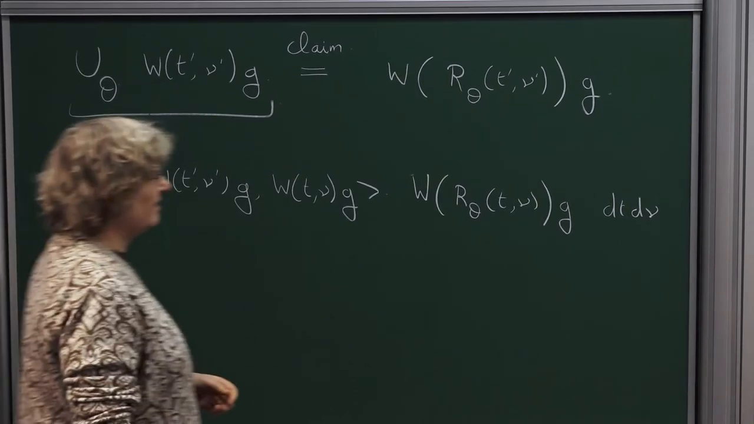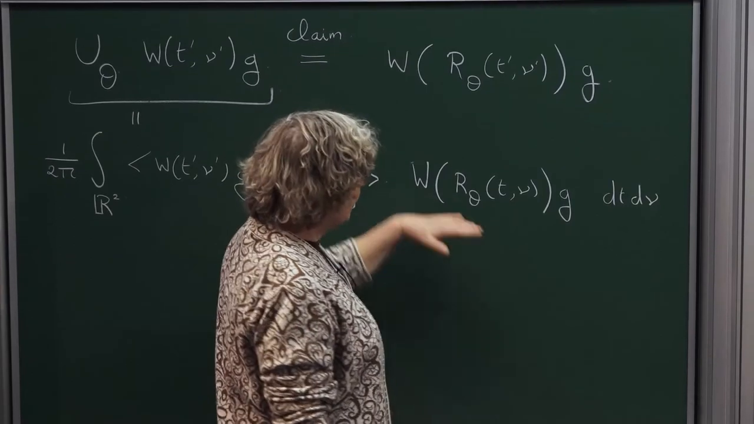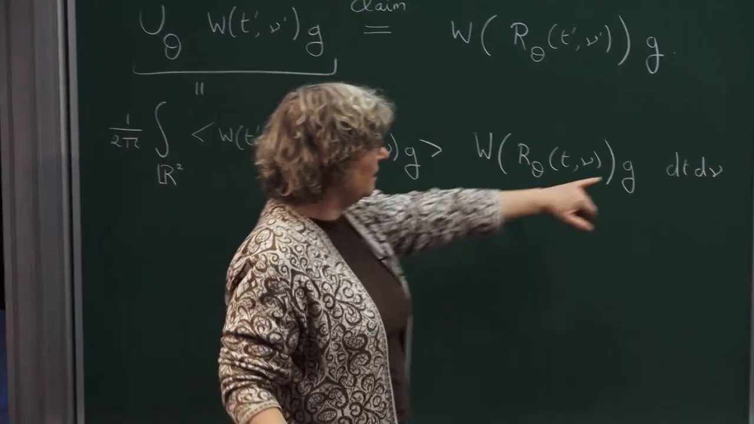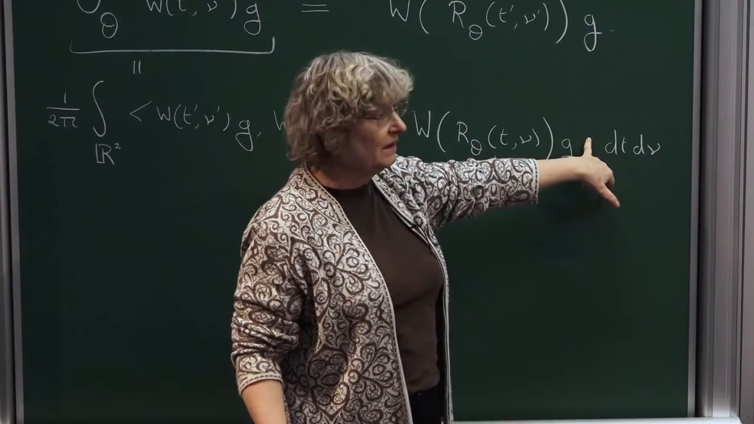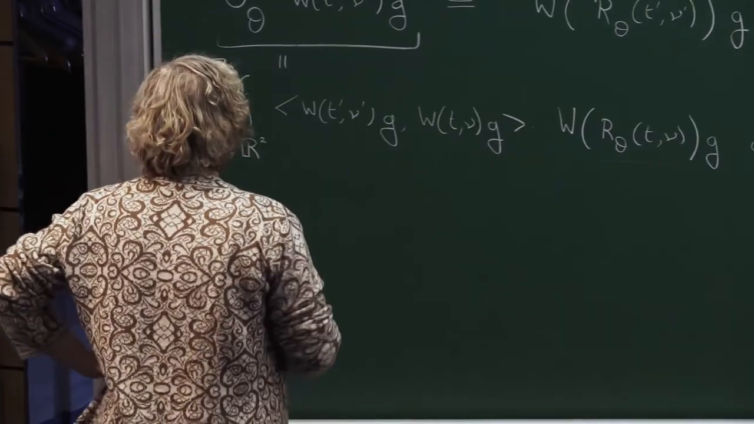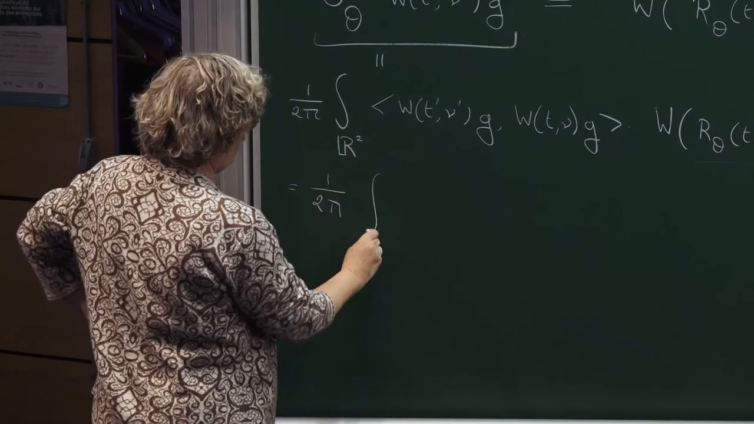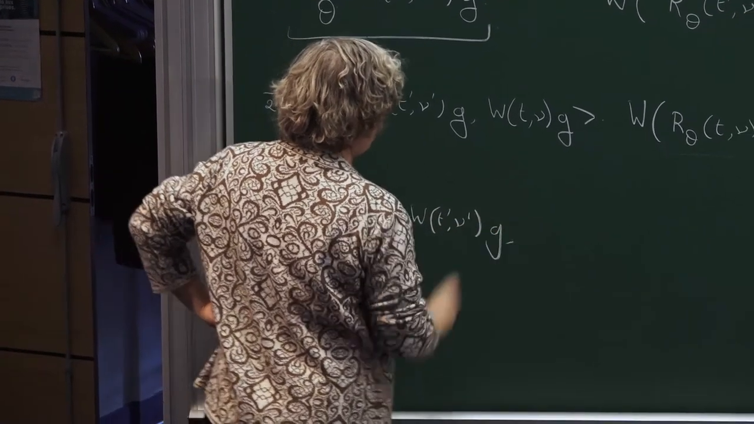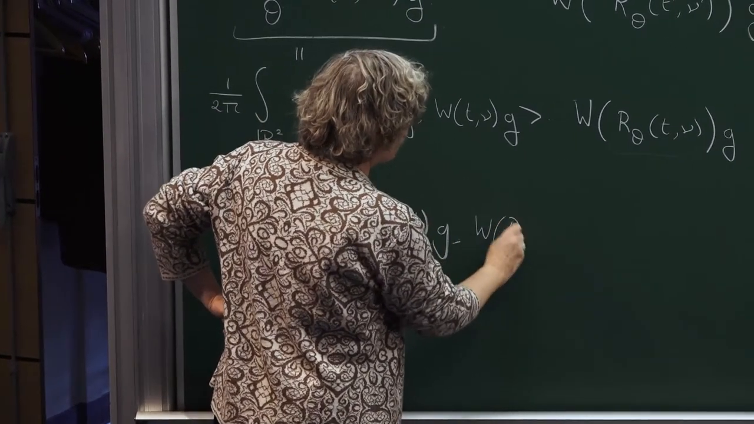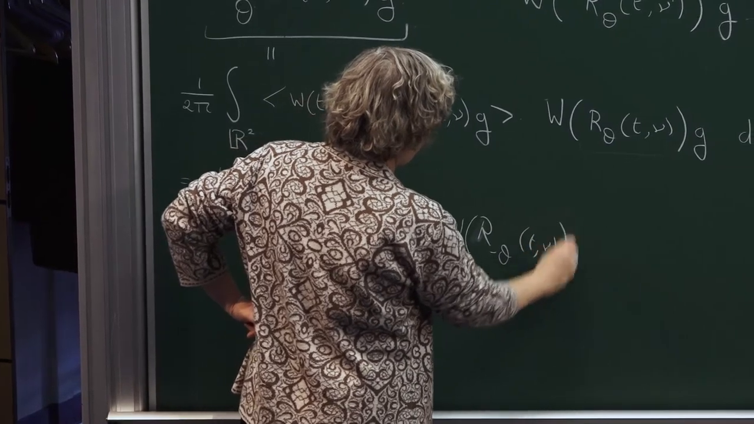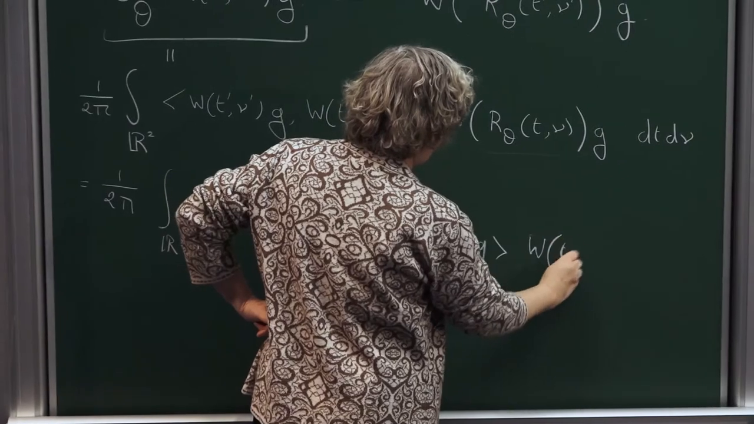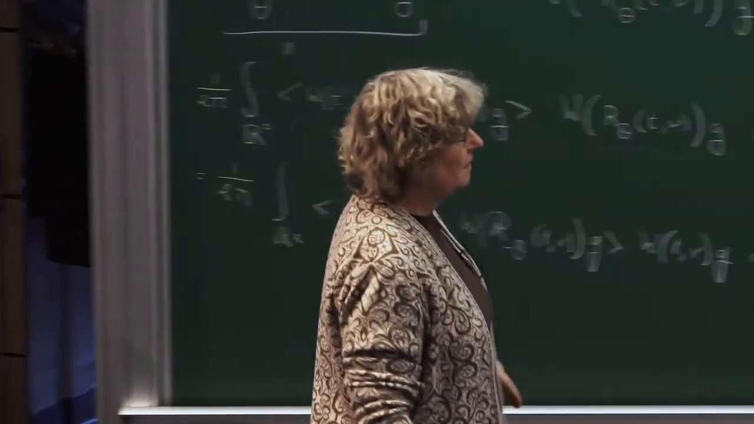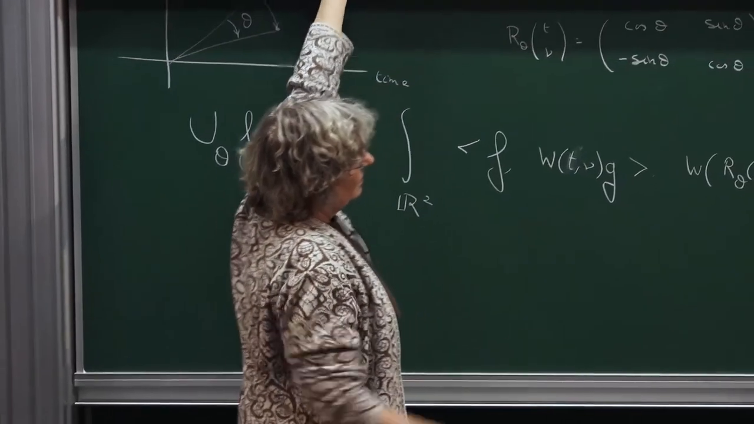The first thing I'm going to do is change integration variable. I can call this my integration variable, and because this measure is invariant under rotation in the time frequency plane, I can go back. So this becomes, and here I have W of rotation over minus the angle. And here I have just, okay, here I'm going to use the computation that I worked out there.